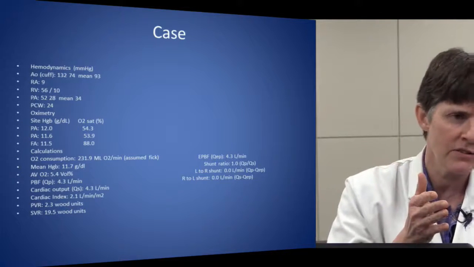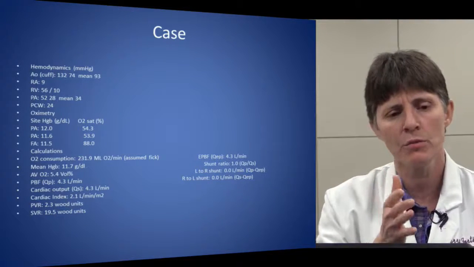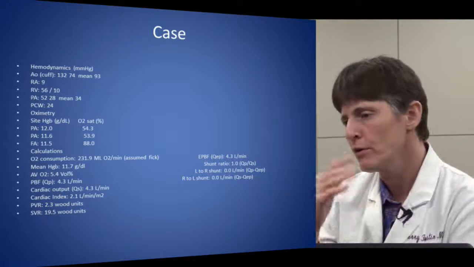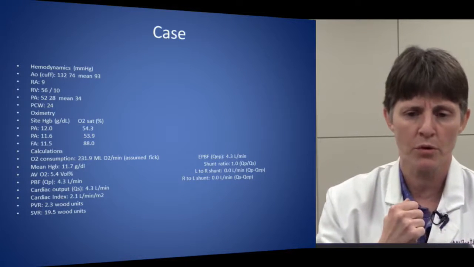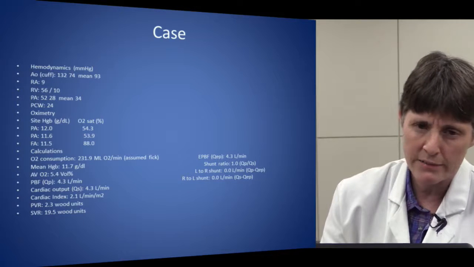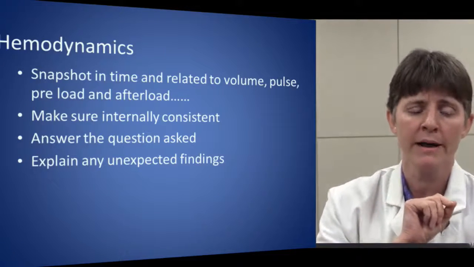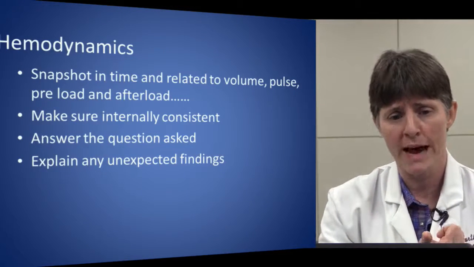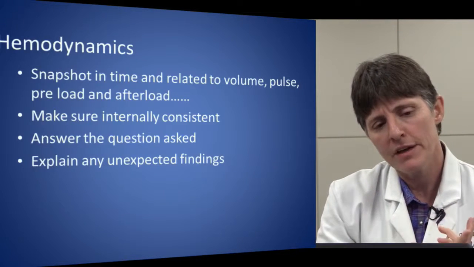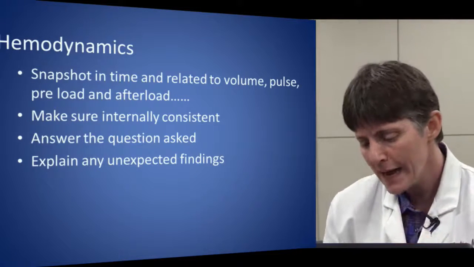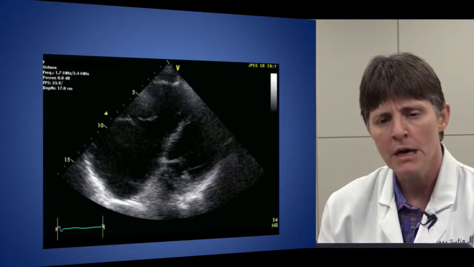Is our PA systolic and our RV systolic similar? Are our LV pressure and aortic pressure similar? If they're not, you either have to explain why. Have we answered the question that we want to ask? And if we've found things, can we explain them? And if we can't explain them, we need more data.